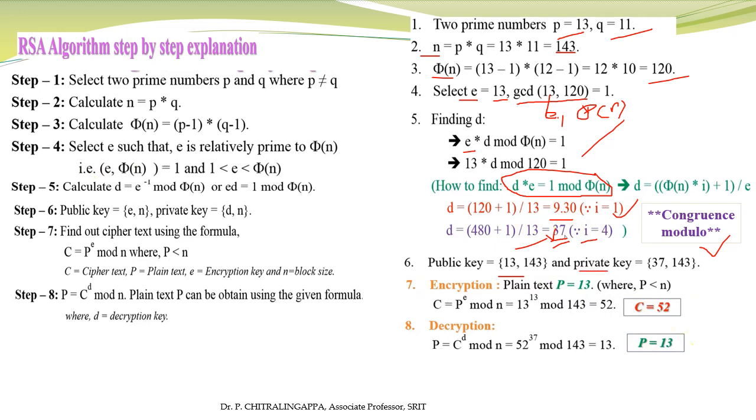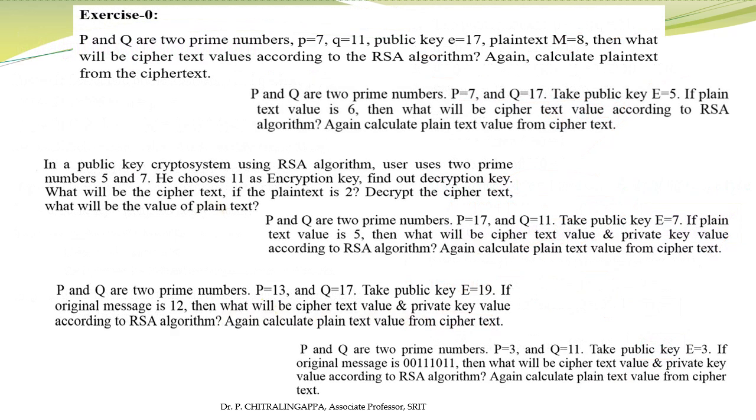Then you can substitute these values to convert the plain text into the ciphertext. P to the power of e mod n, 13 to the power 13 mod 143, you will get 52. So this is the ciphertext, and you can decrypt that and you will get the plain text value, which is 13. So like that you can calculate any value. And there are some problems here. Just go through the problems so you can get it easily.